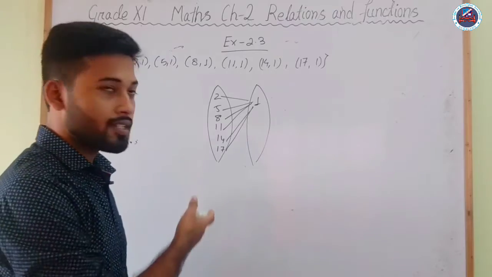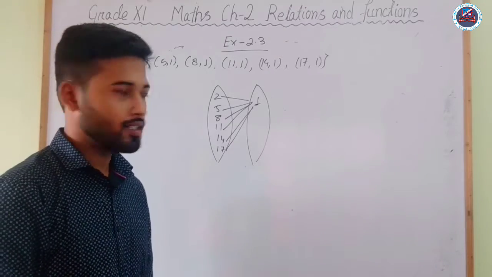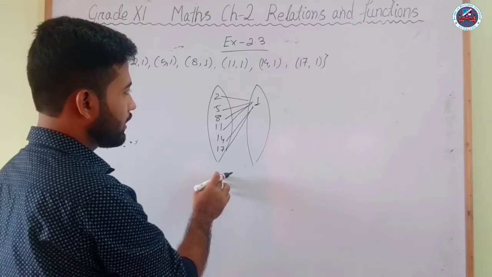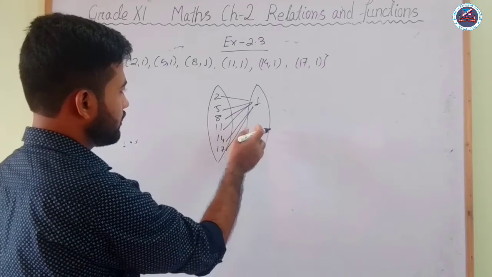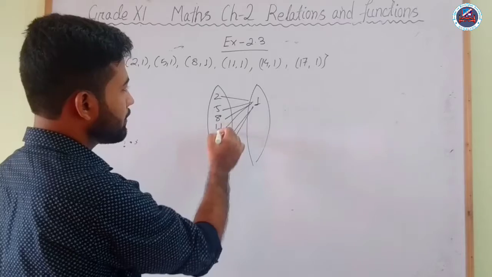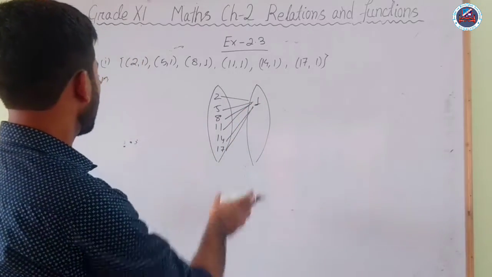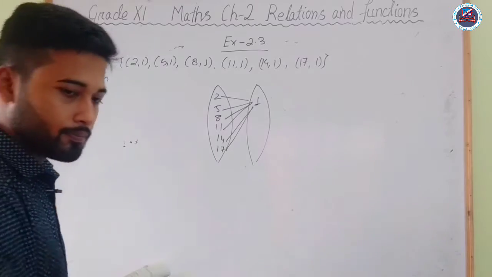Okay, so is this a function? Is this relation a function? Yes, here we can see that all the elements of the domain have been considered, and each of the elements has a unique image. Fine. So this Roman 1 is a function.